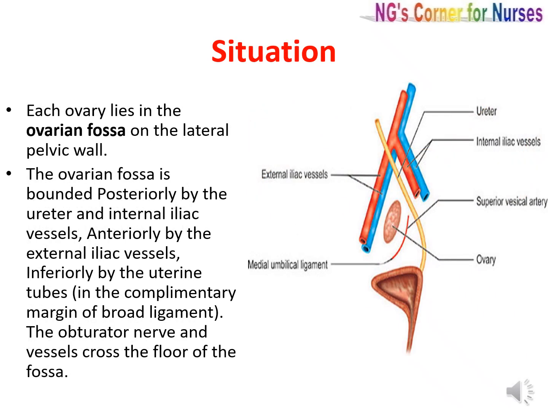Each ovary lies in the ovarian fossa on the lateral pelvic wall. And the ovarian fossa is bounded posteriorly by the ureter and internal iliac vessels, anteriorly by the external iliac vessels, inferiorly by the uterine tubes. And the obturator nerve and vessels cross the floor of the fossa.